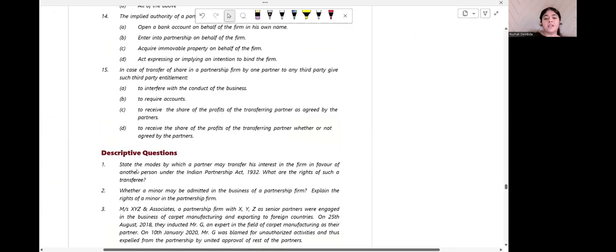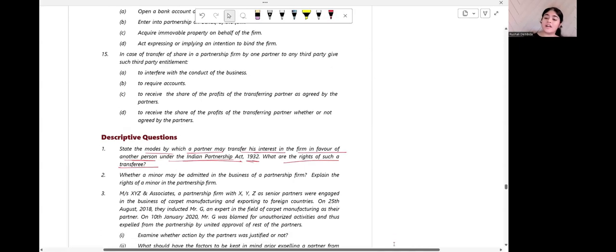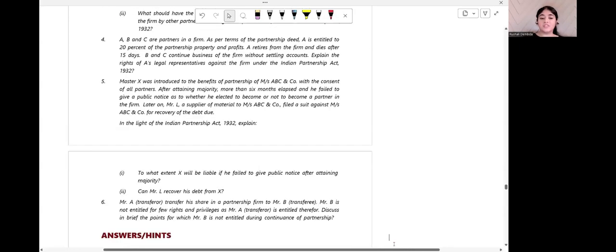Now, state the modes by which a partner may transfer his interest in the firm in favor of another person under the Indian Partnership Act 1932. What are the rights of such transferee? Now, what are the modes? How can a partner transfer his rights to another person in a firm?